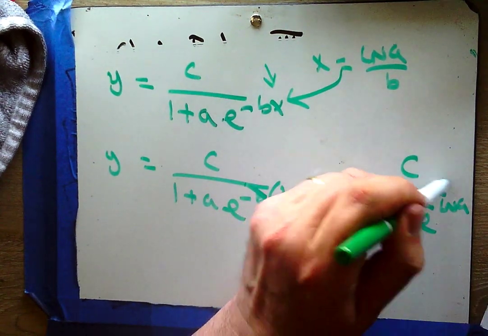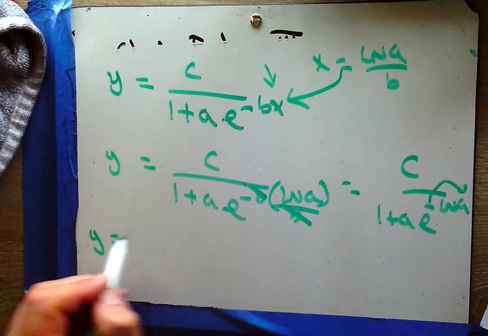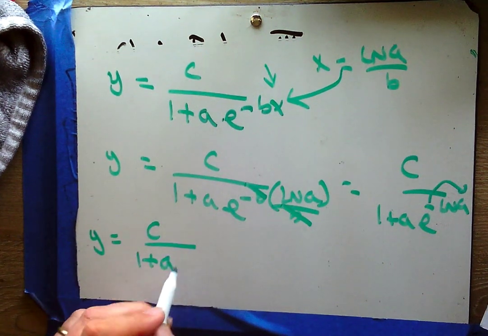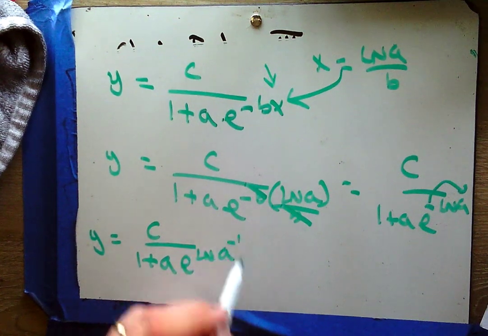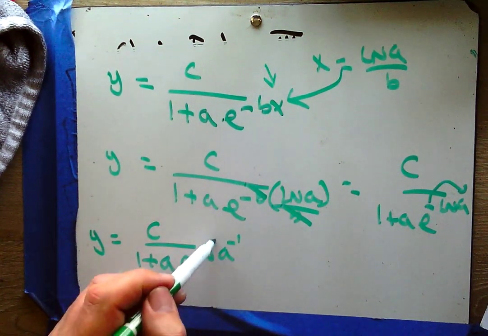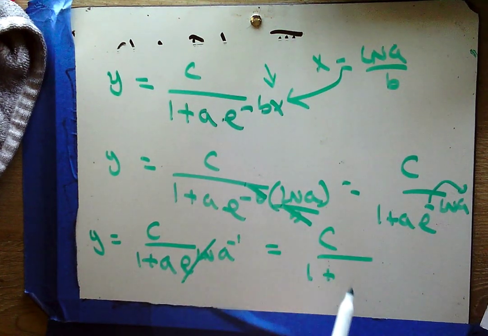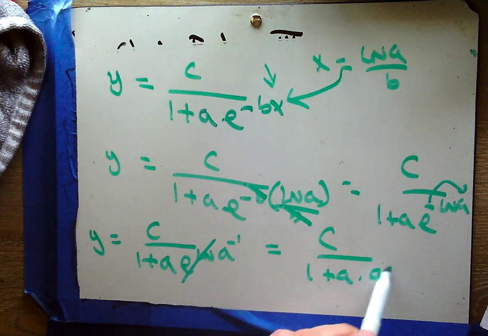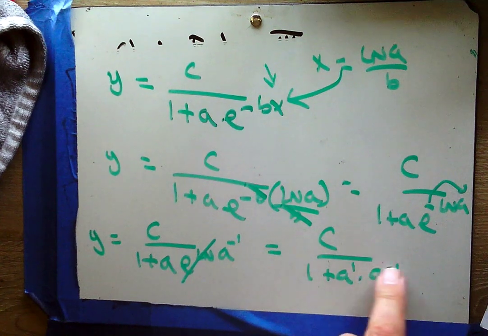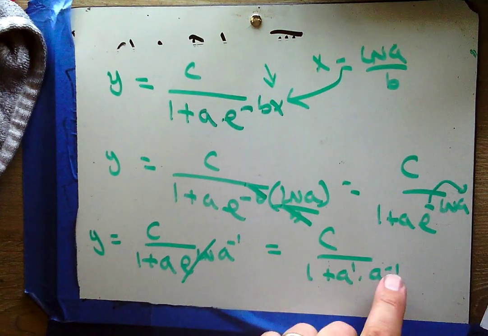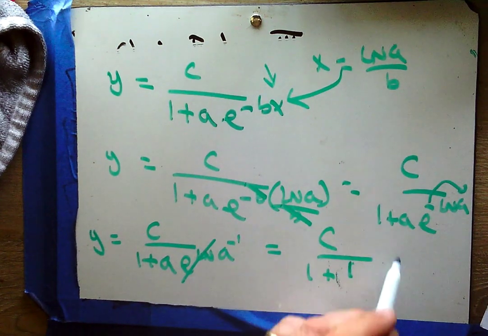I'm actually going to take that and put it up there. Why? Well, look what happens when I do. 1 plus a e to the ln of a to the negative 1. E to the ln passes. So now I have c over 1 plus a times a to the negative 1. Well, what do I do when the bases are the same and I multiply? I add those exponents. 1 plus negative 1 is 0. a to the 0 is 1. And look what we've got.